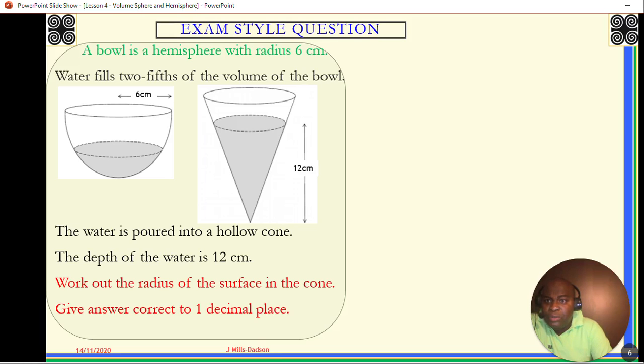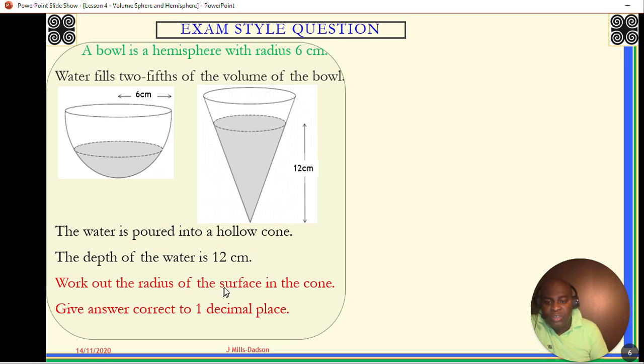We have a bowl, and the bowl is a hemisphere with a radius of 6 cm. Water fills 2/5 of the bowl, so this water is 2/5 of the entire hemisphere bowl. The water is poured into a hollow cone, and the depth of the water is 12 cm.